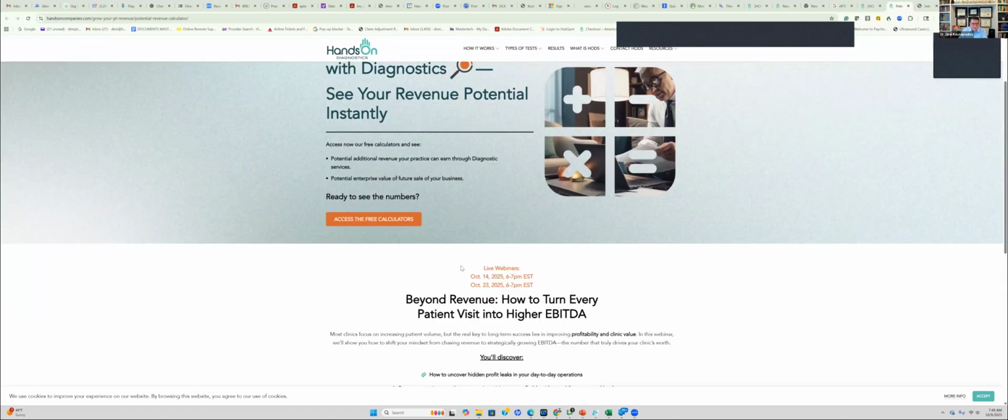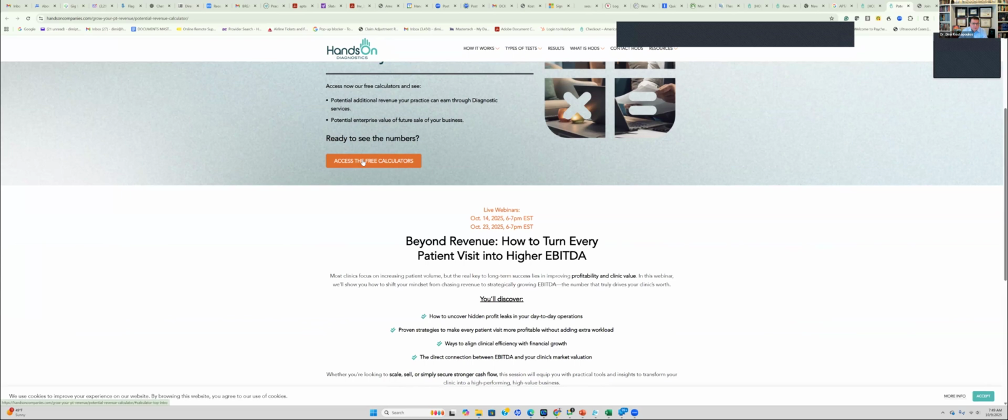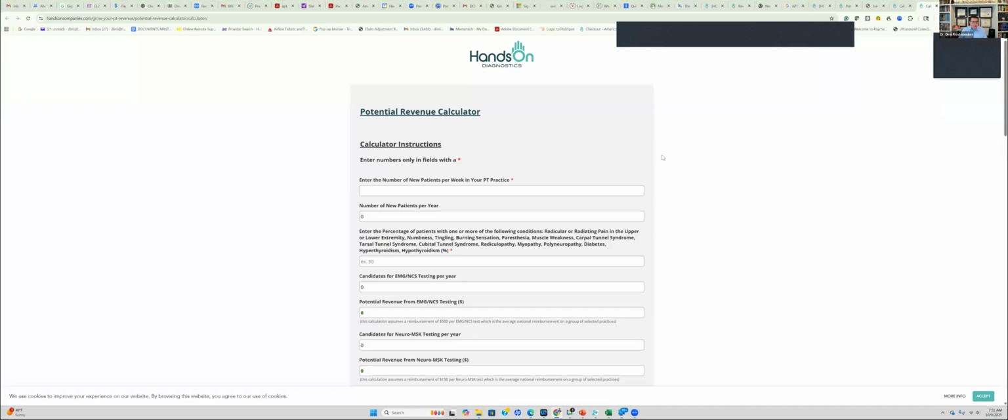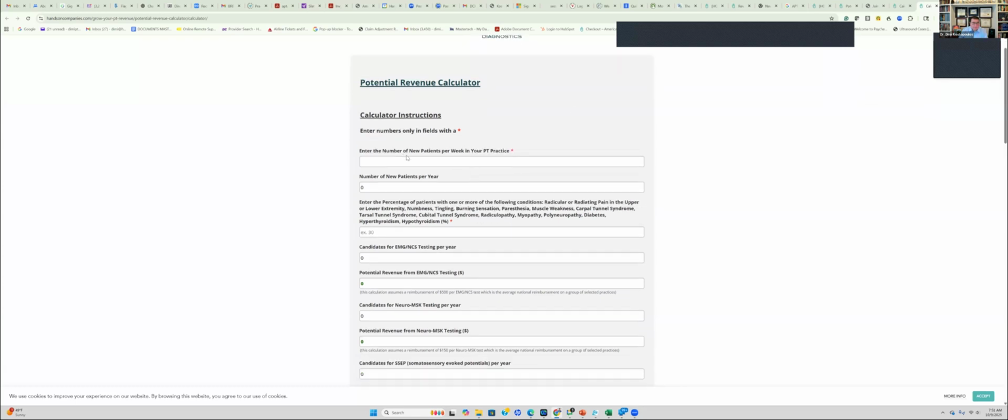So a couple of things. When you click access the free calculator, what you have to do is enter basically your information. That is the very first thing that needs to be done. After you put this information, you're going to go to a different screen. Once you get to this point, then you simply follow the prompts of the calculator.